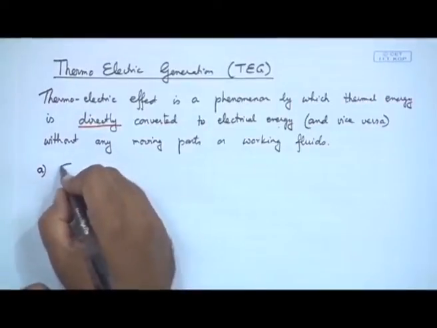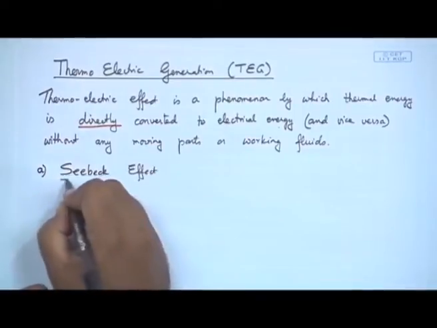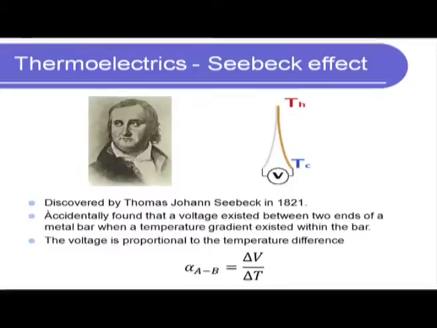To understand that, we will go back in history a little bit and talk about something called the Seebeck effect. Thomas Johann Seebeck, almost 200 years back, accidentally found, and many of us do not know this, that if we took a metal bar and there is a temperature gradient across that metal bar, then there is actually a voltage between the two ends of the bar. Okay. So, this is what Seebeck found at the beginning, as an accident.